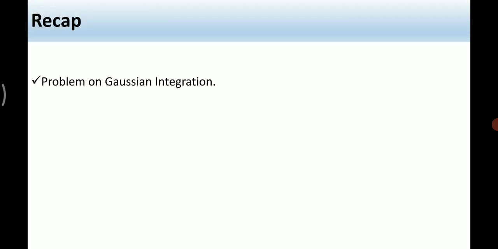The session topic is problem, test and other. So in the previous session, we have seen how to solve a problem on the Gaussian integration.